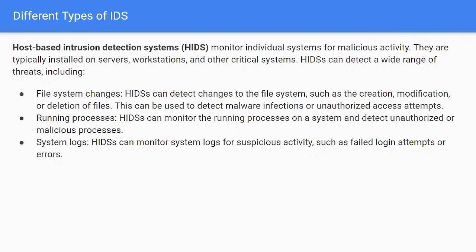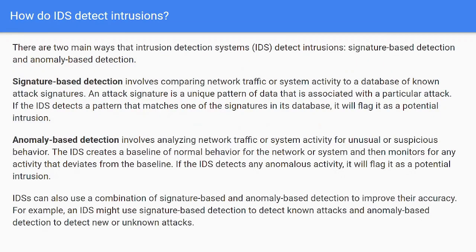So we have two types. We have the network based intrusion detection system, and we have the host based intrusion detection system. So how do IDS detect intrusions? There are two ways by which IDS detect intrusions. Number one, we have the signature based detection and we have the anomaly based detection.